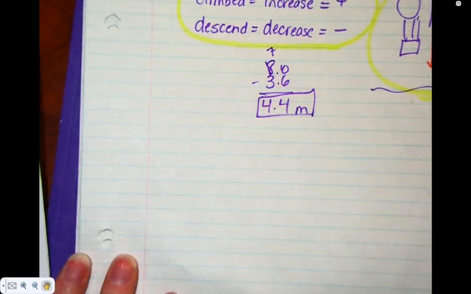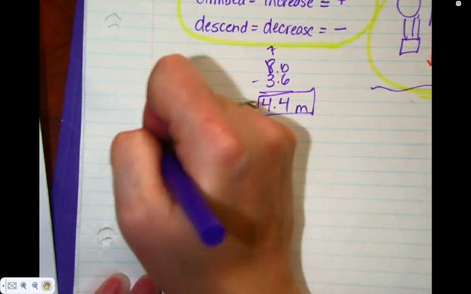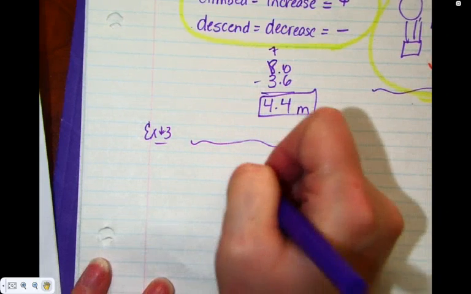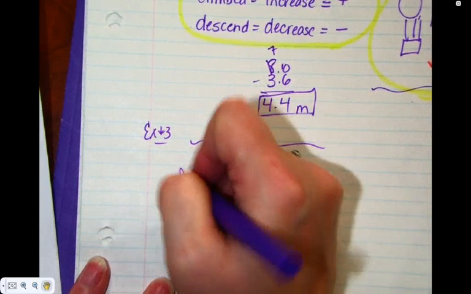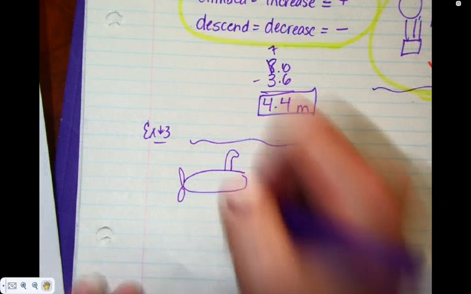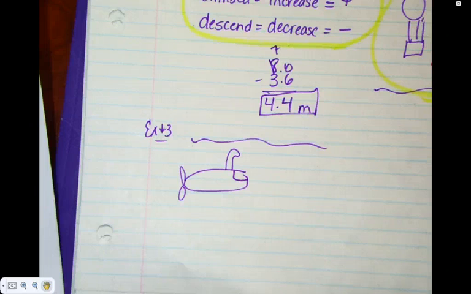If you're a picture person, use a picture. If you're not a picture person, don't use a picture. I don't even know if I can draw a submarine. Oh, that's not bad. There, there's a little window. Do they actually have windows? I don't know. Yeah, I would think they would.